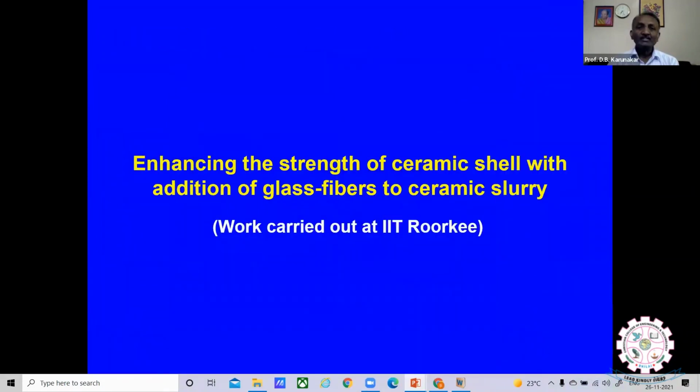Now, enhancing the strength of the ceramic shell with addition of glass fibers to the ceramic slurry. So another project we have done, keeping the strength of the ceramic shell in consideration. We have done one project to improve the permeability of the ceramic shell. That was over. So this is another project to improve the strength of the ceramic shell. What we have done is addition of glass fibers to the ceramic slurry.